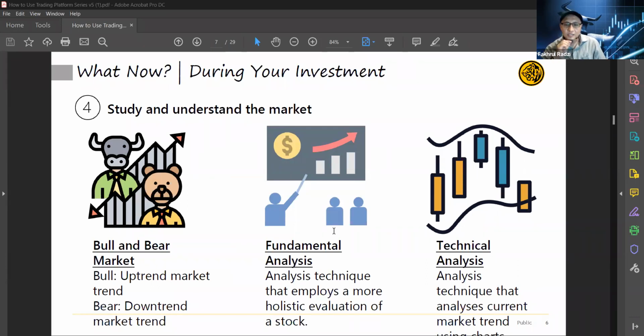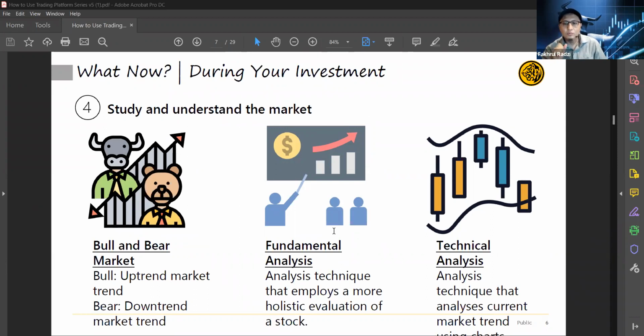And then the third one, you should study and understand technical analysis. I just mentioned it previously, on the first topic, bull and bear market. Technical analysis employs a more quantitative technique and is used to evaluate trading opportunities by looking at the pattern in the market using charts. The short form for technical analysis is TA.